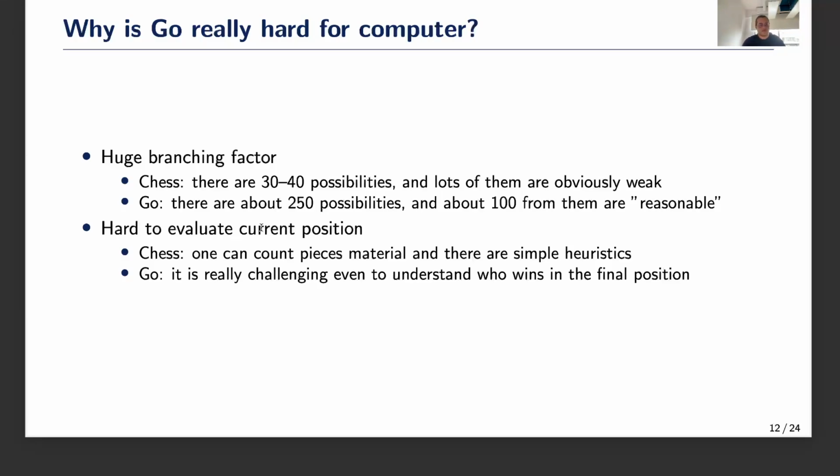But in Go, there is no material to count. The value of a move depends on the global board context. And here's the kicker: even at the end of the game, humans sometimes debate who's ahead. So even defining who is winning can be ambiguous, especially if territory boundaries are not fully resolved yet. So training a machine to evaluate a board position in Go is an enormous challenge, especially without handcrafted rules.